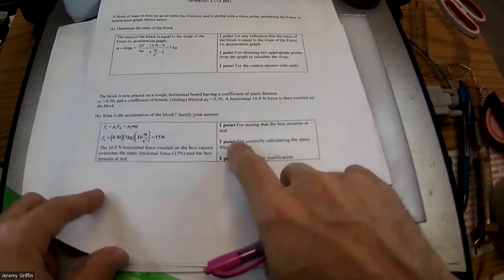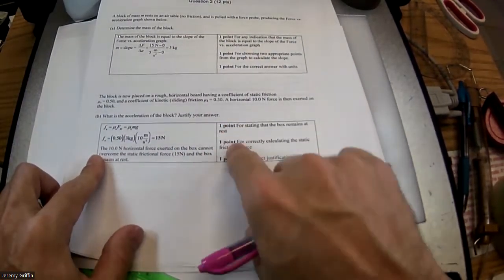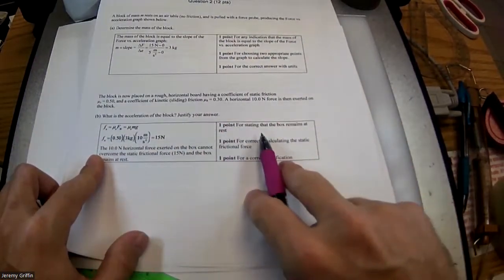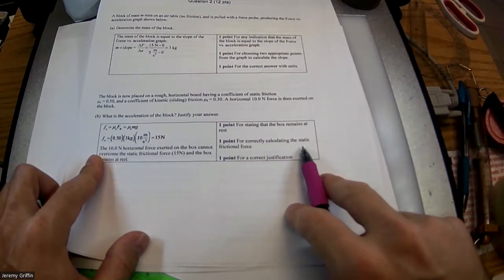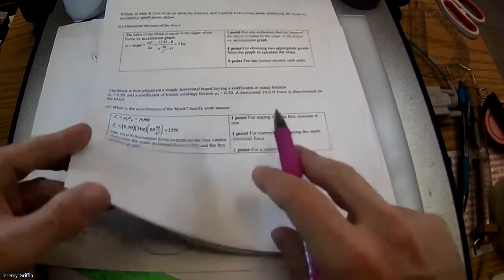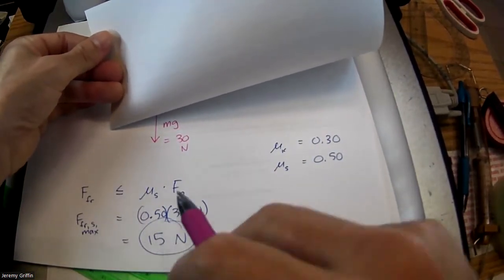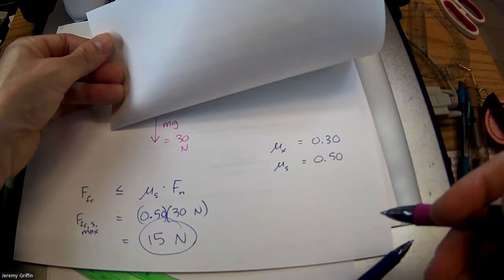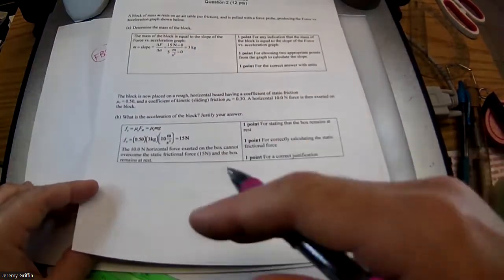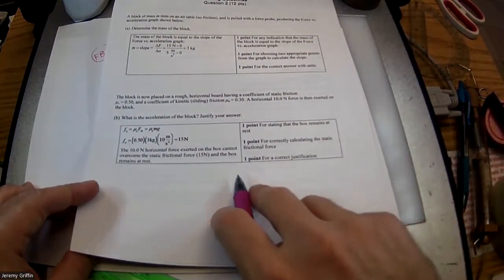So here's how we're scoring this one. This was for 3 points. 1 point for stating that the block remains at rest. 1 point for correctly calculating the static frictional force, which was 15 newtons. Remember, it goes up to 15 newtons. If you haven't hit 15 newtons yet, then it's just still stuck at rest. And then 1 point for correct justification.